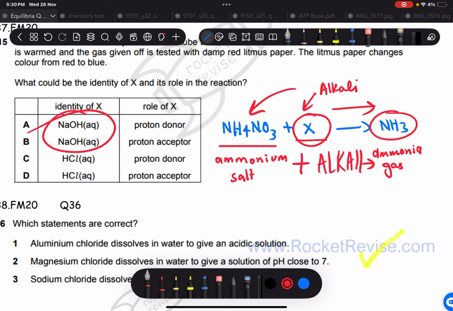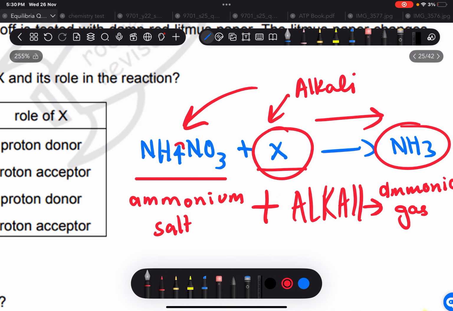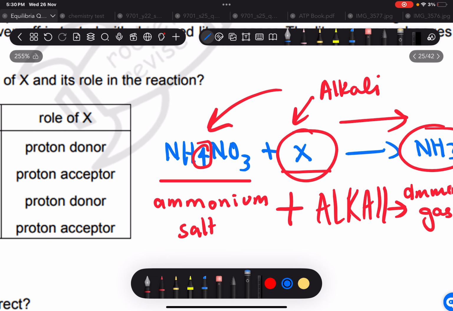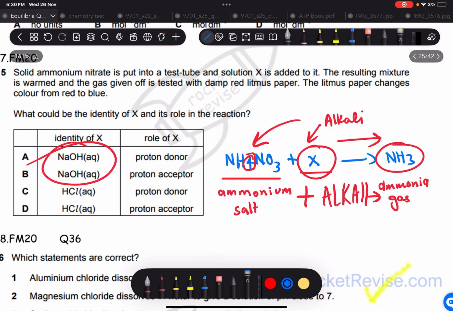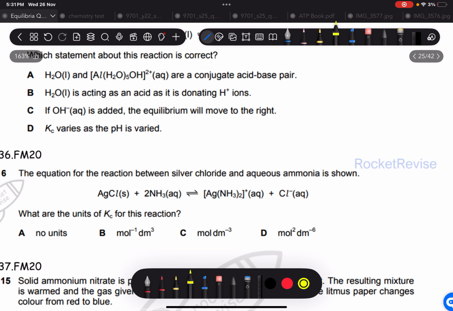The role of X is either going to be a proton donor or a proton acceptor. What's happening to ammonium? Look, it's losing a proton. So ammonium is an acid. So this NaOH is going to be an alkali. It's going to accept a proton, because if this is losing a proton, then this has to accept it. So it's going to be a proton acceptor. And with that, we end today's video.